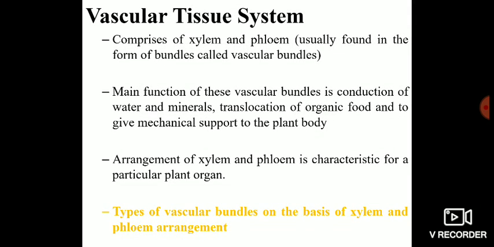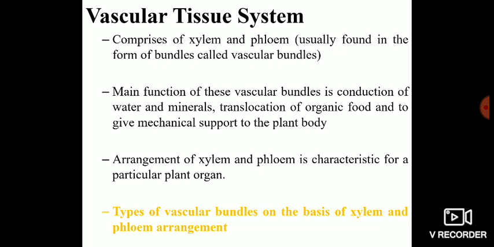Dear students, today our topic is vascular tissue system. You know that vascular tissue system consists of xylem and phloem tissues, and these tissues of xylem and phloem are usually found in the form of bundles known as vascular bundles. The main functions of these vascular bundles include conduction of water and minerals, translocation of organic food, and they also provide mechanical support to the plant body.